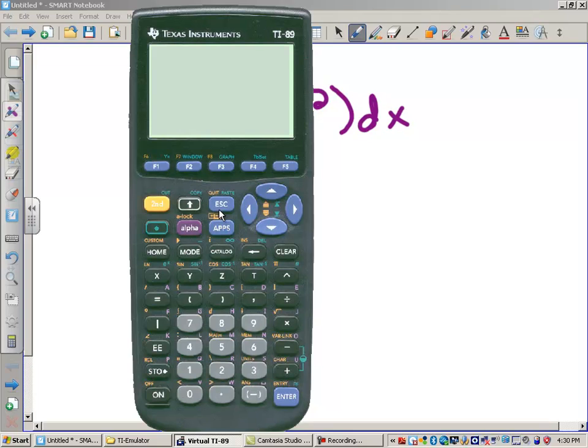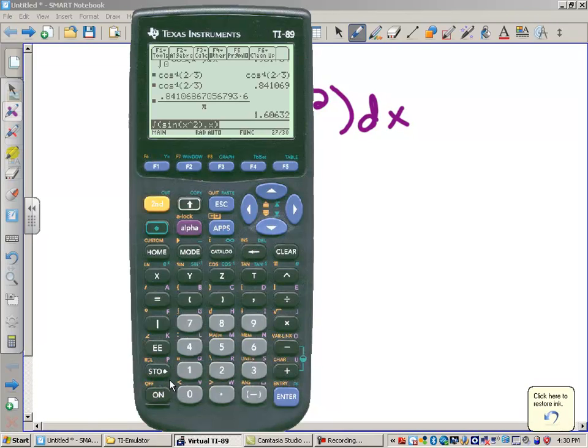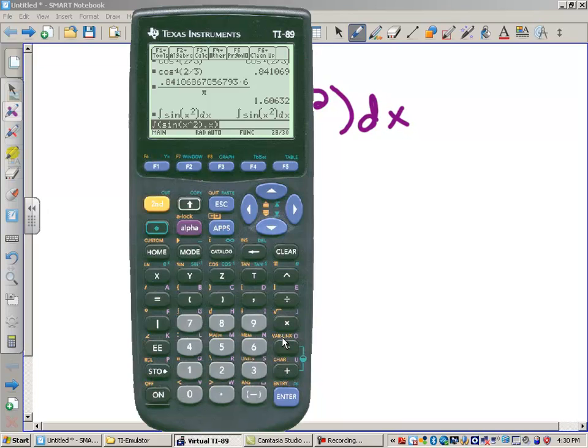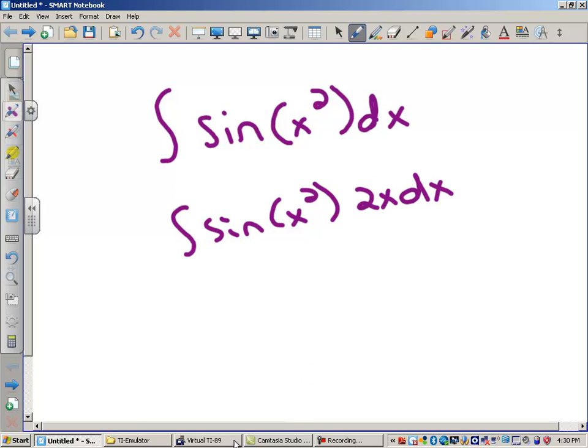Even the calculator, when I ask it to find the antiderivative of the sine of x squared, says, well, it's just the integral of the sine of x squared. The calculator can't even find an antiderivative. And the reason is that the chain rule was not used here. Now, if there had been a 2x after this, then it's a very easy antiderivative. Let me show you why.